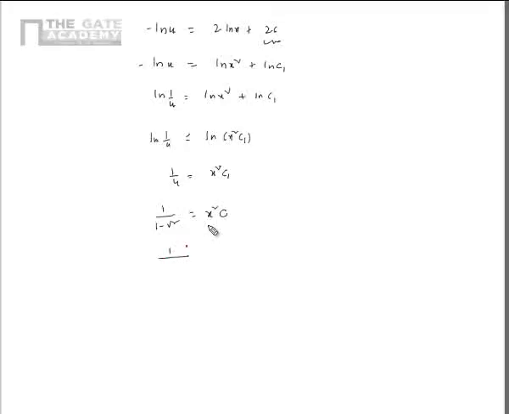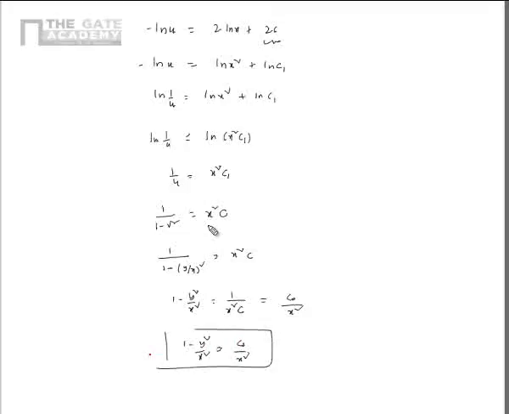And v was what? v was your 1 minus y by h whole square is equal to h square c. So just taking the reciprocal, you will get 1 minus y square by h square is equal to 1 by h square into c, and the 1 by c you can just write as another constant c naught by h squared. So finally your equation is something like this. Okay, this is your required equation.